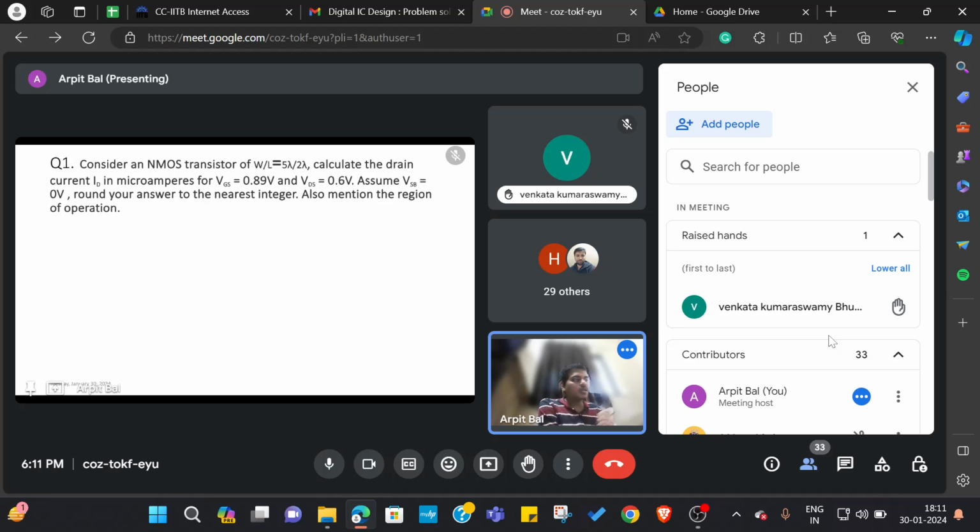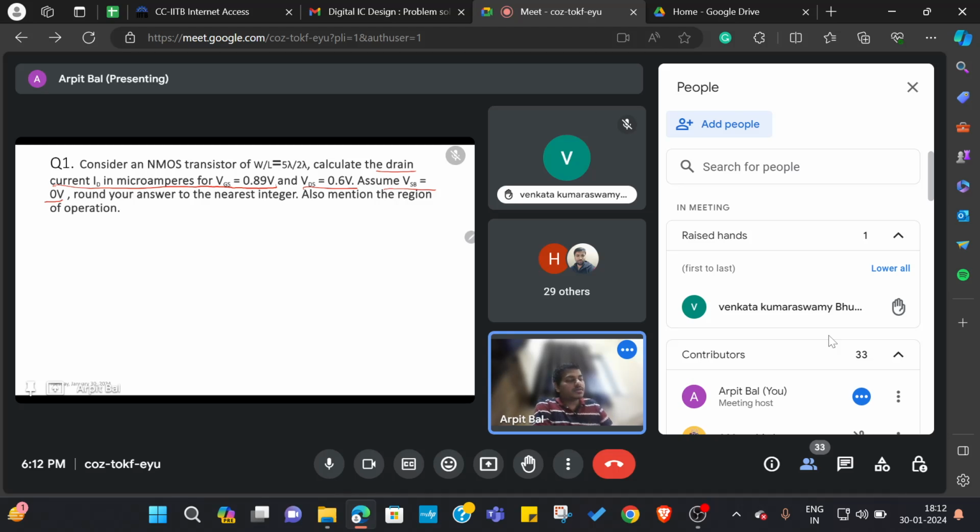Okay, let's start the session. Consider an NMOS transistor of W by L equal to 5 lambda by 2 lambda, and we need to calculate the drain current ID in microamps for VGS equal to 0.89 volt and VDS equal to 0.6 volt. Assume that VSB is equal to 0.